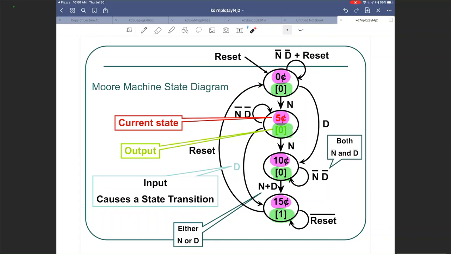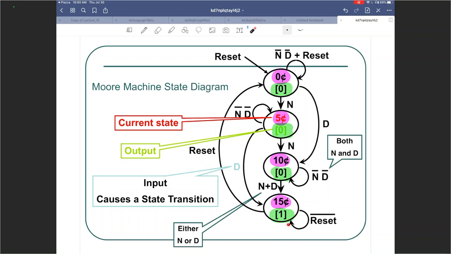Or if you put in nickel or you put in dime, it will go to 15, right? So it is treating a dime as 5 here almost, because we are not going to give the change back. Nickel or dime, either nickel or dime, it goes to the state with 15 cents. When you are at 15 cents and you don't press reset, you stay there.